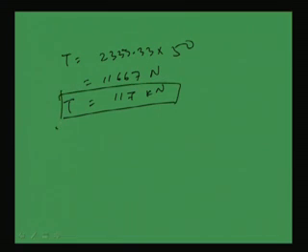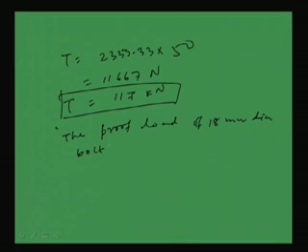So from the code, in the table it is given the proof load of 18 mm diameter 10K bolt, which is taken as 131.3 kilonewton. So what we see is that an 18 mm bolt diameter can carry 131.3 kilonewton load, whereas our proof load is coming 117. So if we provide an 18 mm diameter bolt, then it can carry.